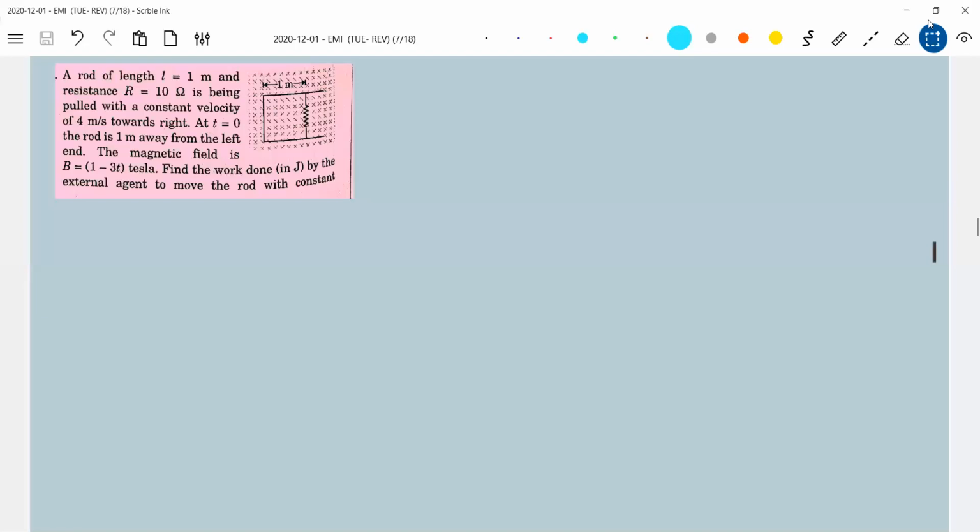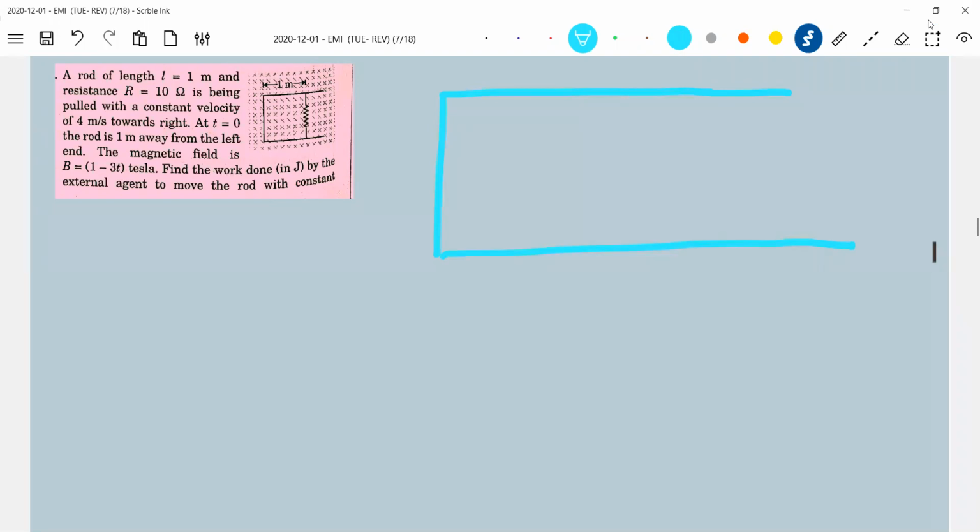There are two situations occurring here. The rod is moved towards the right with a constant speed. Let me put it. Okay, there's our rod.